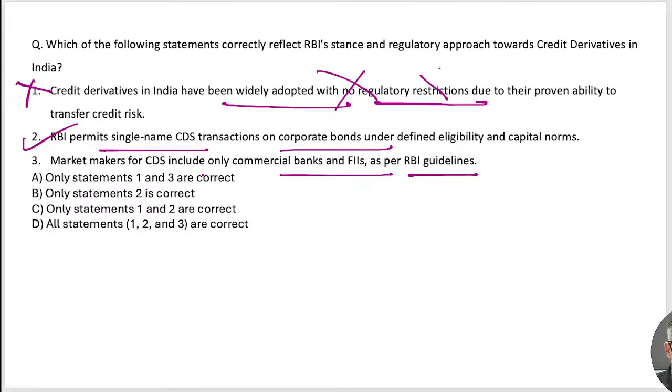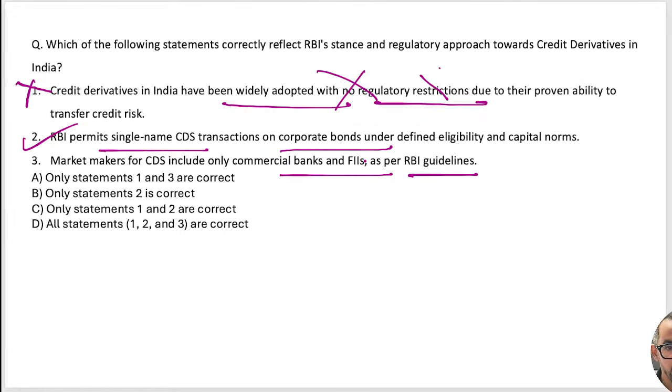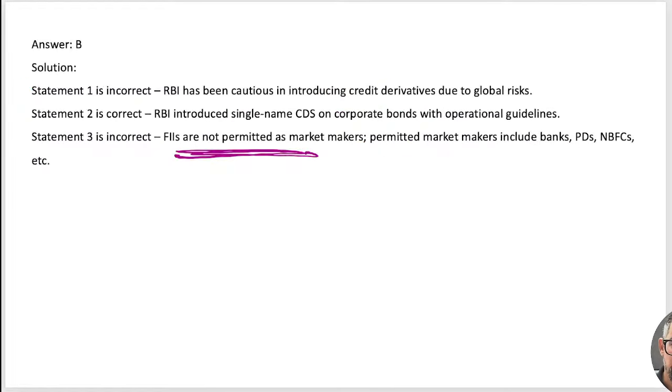Market makers for this one, this should be right or wrong, because we do not have the option. We'll check this. Anyone? So FIIs are not market makers. Sorry, FII was there, right? So FII was not among the market makers. That's why this statement is wrong, which means option B. So FII is not a market maker. It includes banks, primary dealers, NBFCs, and others, right?